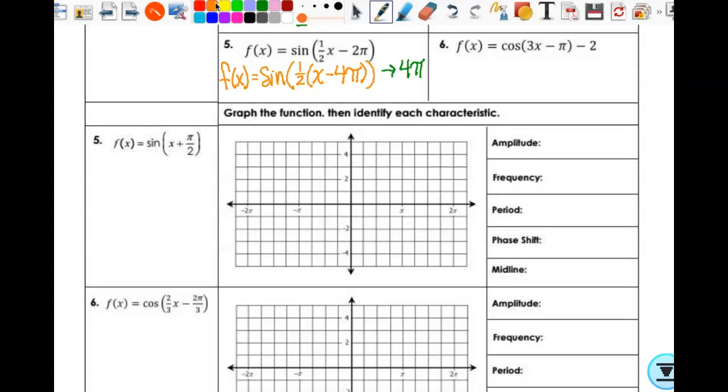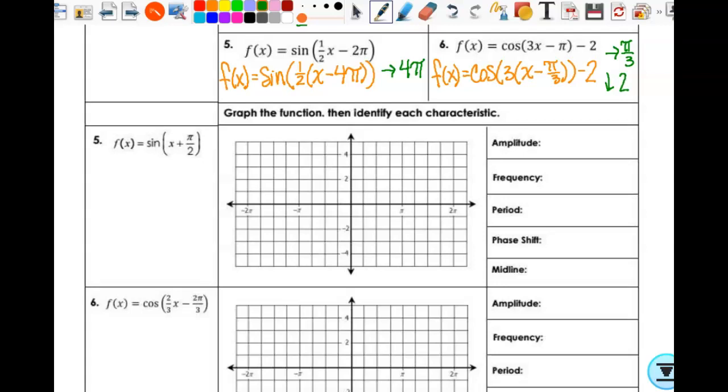And then I need to factor on number 6, right? So f of x is equal to the cosine of 3 times x minus what? Pi thirds. Close, close, minus 2. So this means I'm going to the right pi thirds. I'm going down 2. Any questions about that? We good?